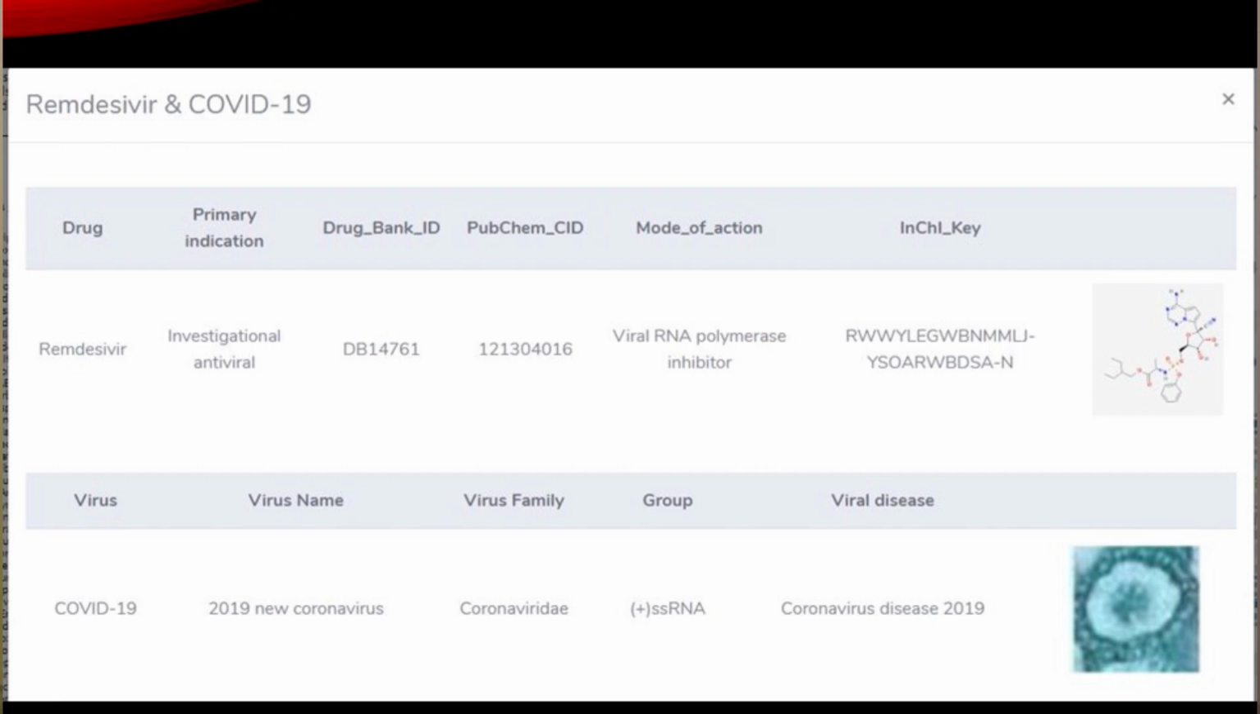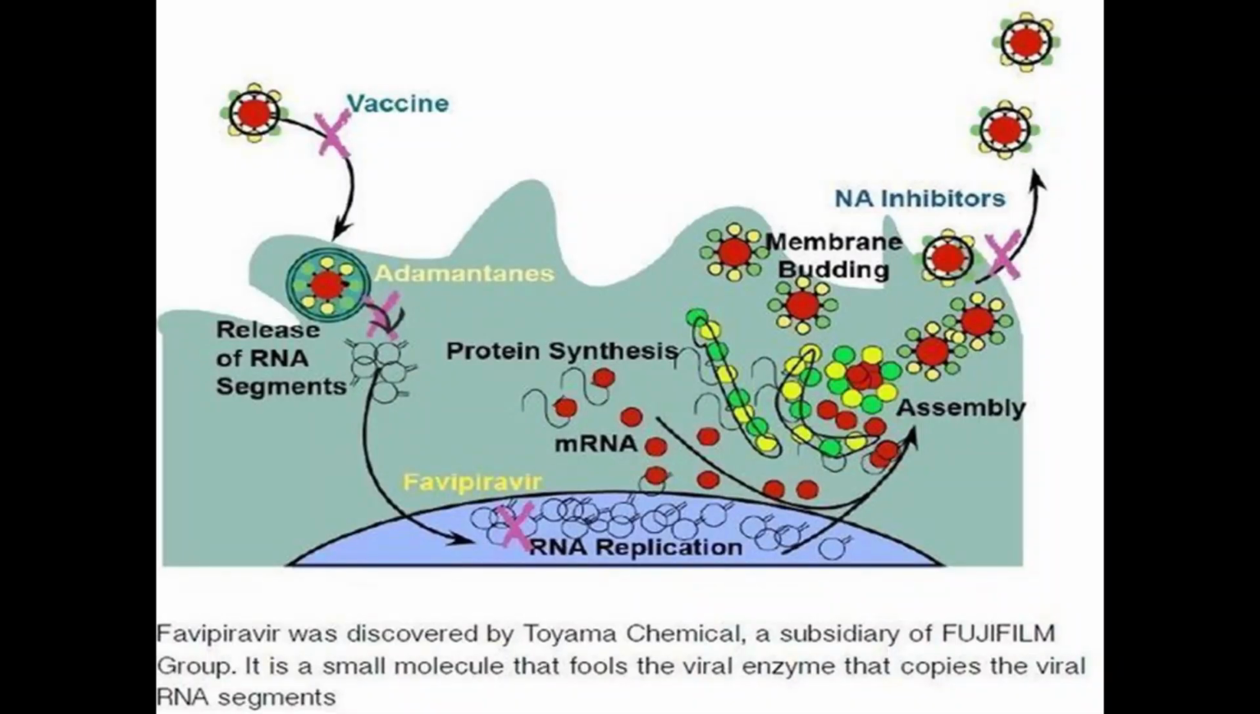And it's called Remdesivir, and it's from Gilead Pharmaceutical. And it targets RNA-dependent RNA polymerase. And there's another one from a different company, Favipiravir, which targets the same thing.